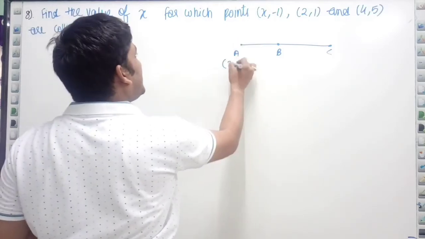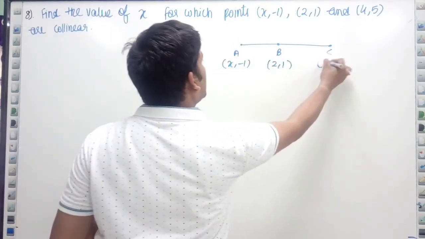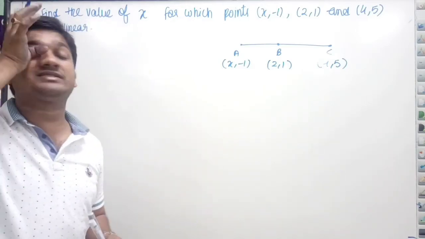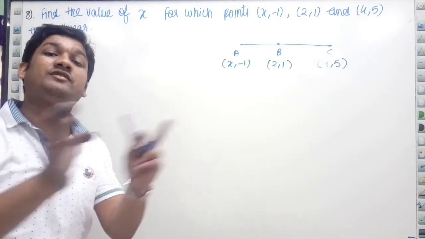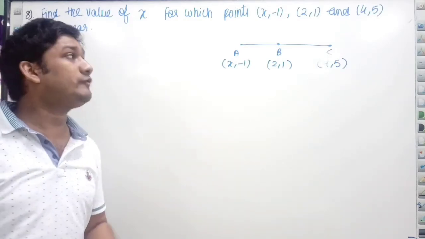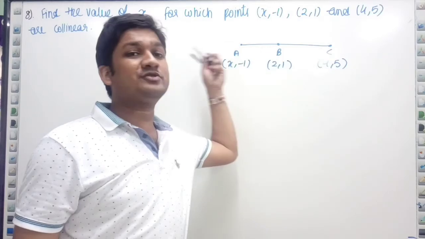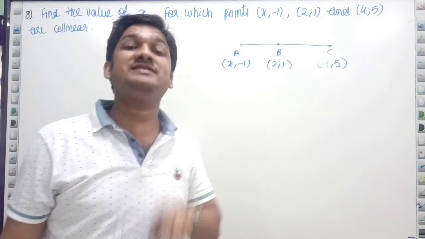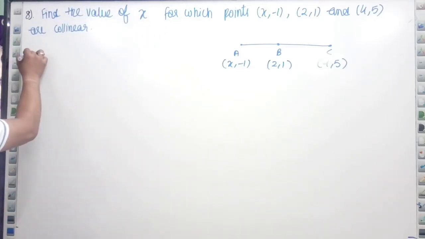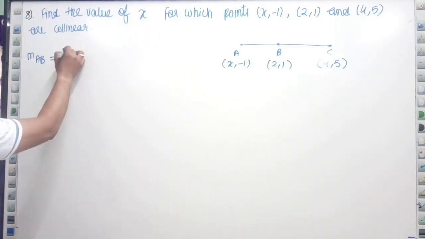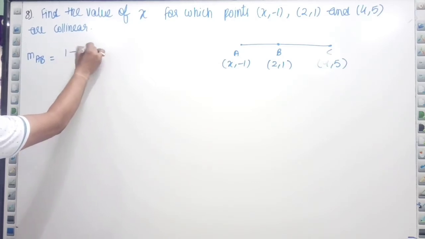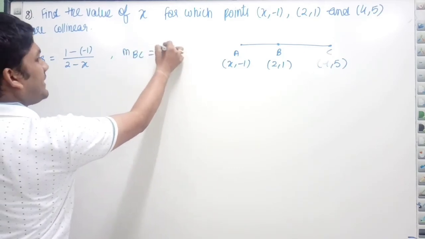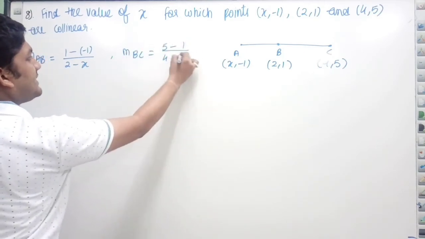Now let point A be x, -1, B is 2, and C is 2, 5. Before this chapter in class 10 we discussed that the sum of the distances of two is equal to the distance of the third. But by the concept of slope, I can say the slopes of AB, BC and AC are equal, since they are parallel, angle 0. So what will I be finding? Slope of AB, y2 minus y1 upon x2 minus x1. What is the slope of BC? y2 minus y1 upon x2 minus x1.